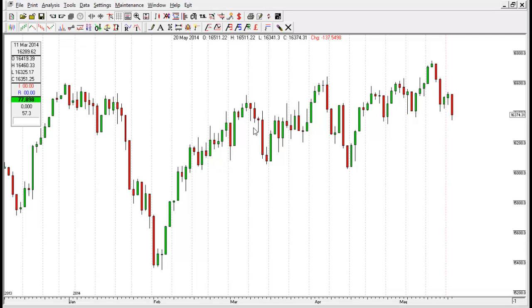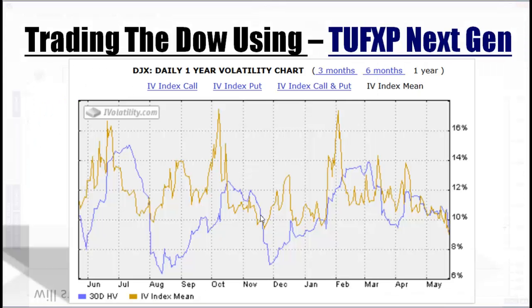So when the pint glass is full of froth, the options are very expensive, which is indicated by that 100% increase in the implied volatility, that mustard coloured line just doubling in its value, which we see there. Then the underlying market 9 times out of 10 will stop, trade sideways, find support, and then move back to the upside.